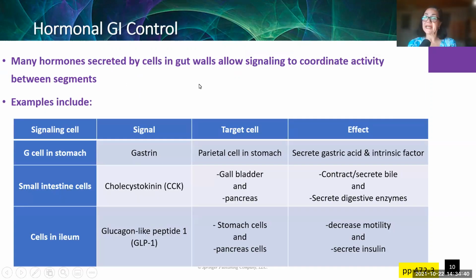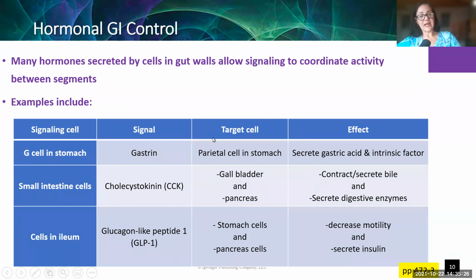A little more communication. This is hormonal control. I'm going to give you a few examples. There are lots and lots of different hormones, lots of different signals that happen to coordinate the different parts of the digestive system or the GI tract. So examples include, over here, I have the cell that makes the signal. Then in the next column, I put the name of the signal. Then what cells have receptors for that signal, in other words, the target cell, and then what effect this target cell expresses. All right, so in the stomach, there are some cells called G cells. They make something called gastrin.